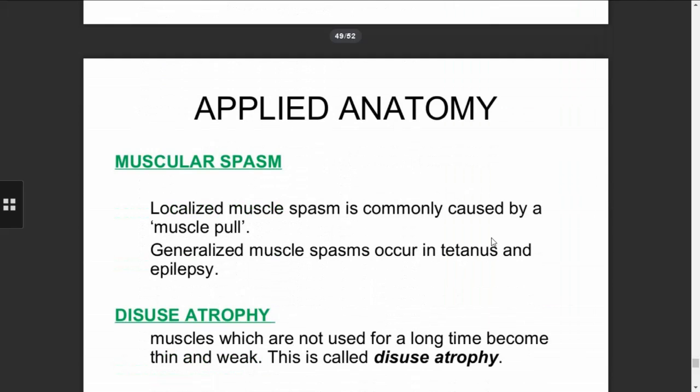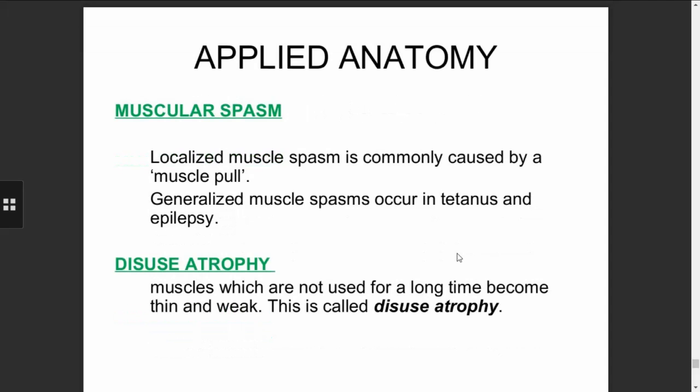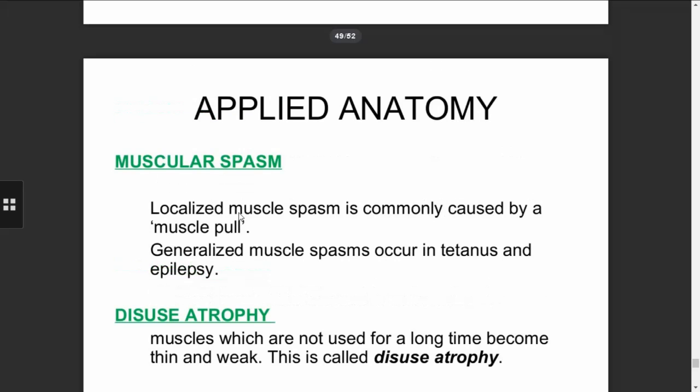Muscular spasm. It's commonly caused by a muscle pull. Generalized muscle spasm occurs in tetanus and epilepsy. Means the spasm means that they are contracting much more rigorously.